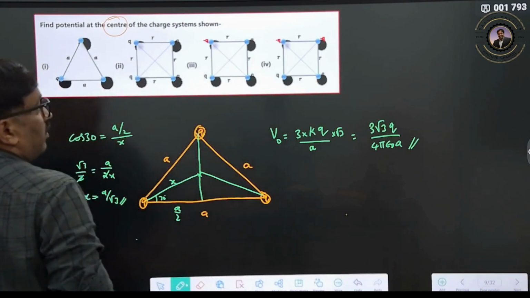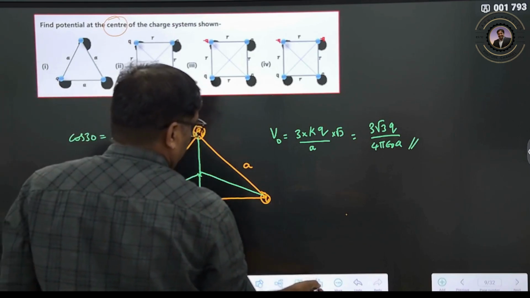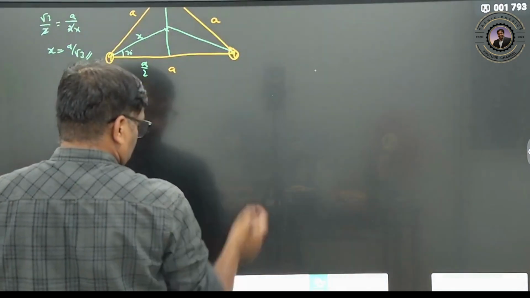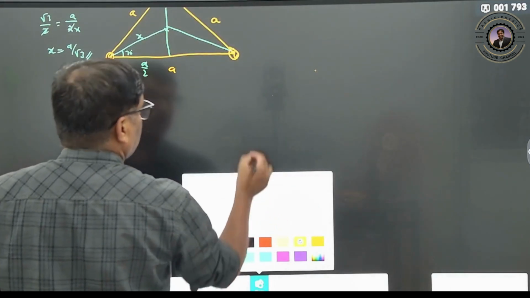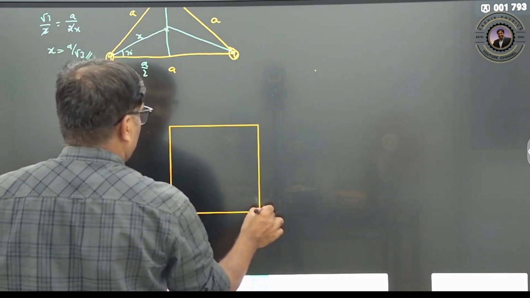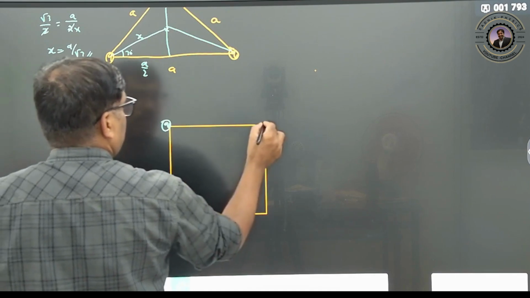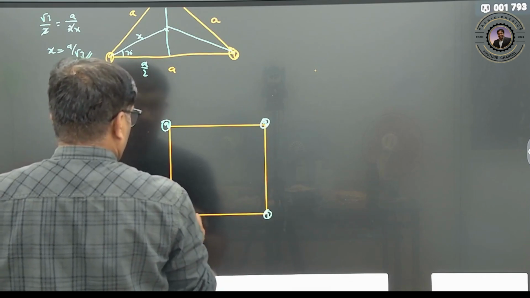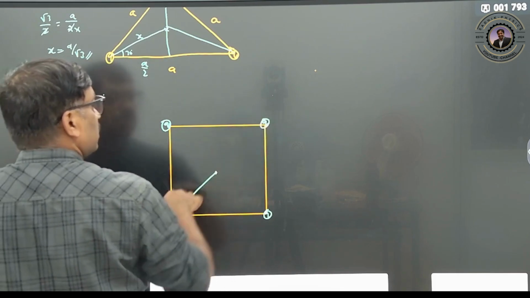Let us see one more question. Here is a square. All charges are the same. Same charges are kept here. What is the distance to the center? The distance is root 2 into A.